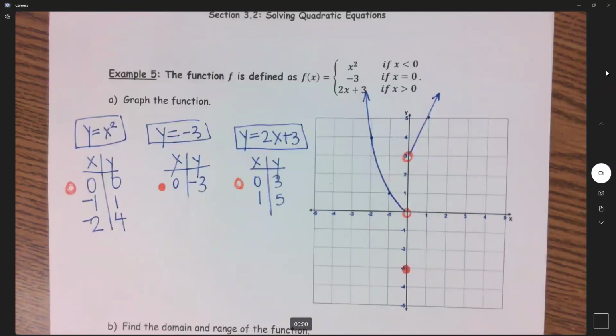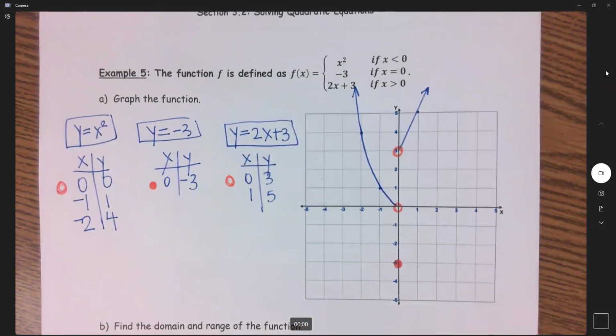So if you messed up on anything, hopefully that clarifies what you did wrong. If you did not do that on your own, I recommend you at least pause the video and try to do part B, C, and D on your own. Okay, I hope you paused the video.